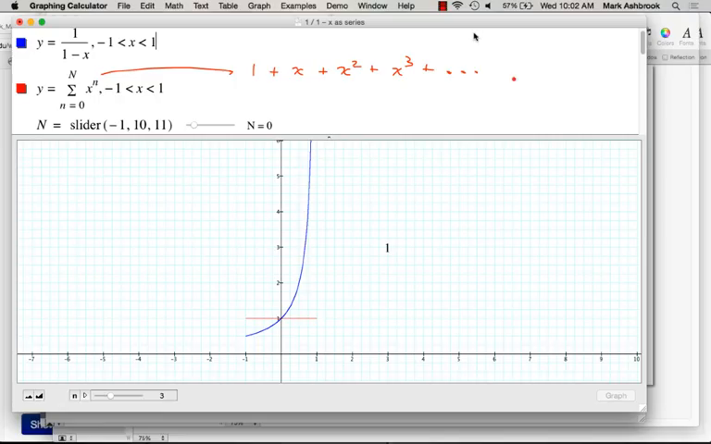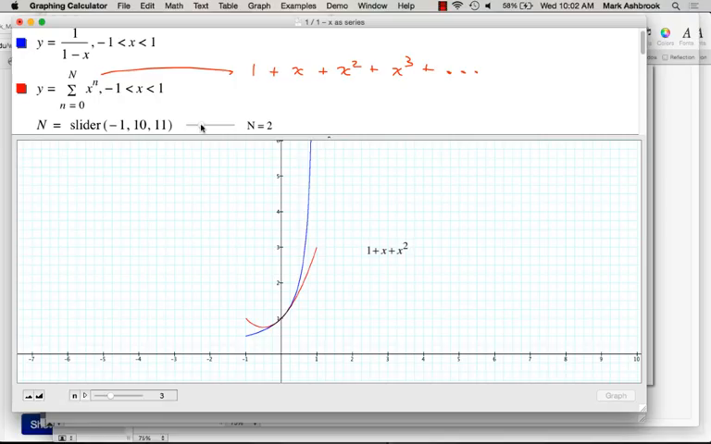So when I set capital N equal to 1, I'm going to get the first two terms, when little n is 0 and little n is 1, and that's the second partial sum. And I get 1 plus x. Okay, third partial sum, 1 plus x plus x squared. So let's take a look at that. Here's the third partial sum in red.